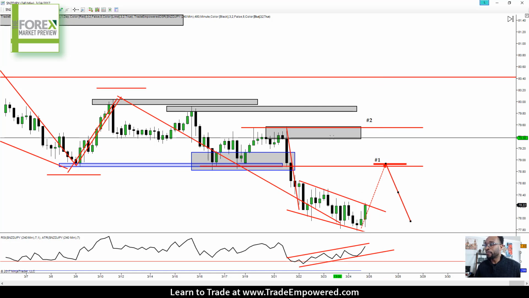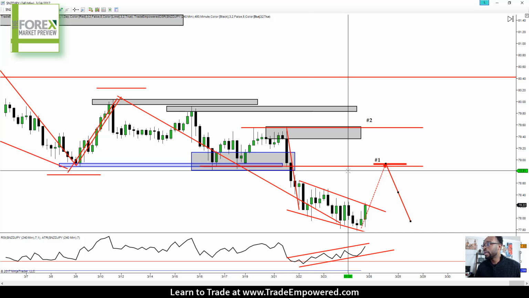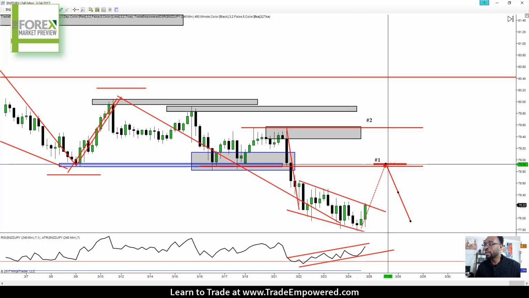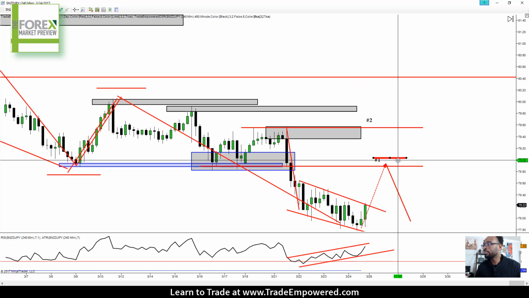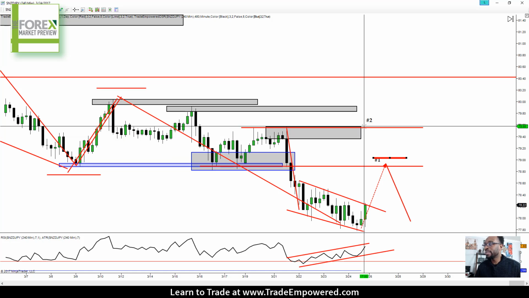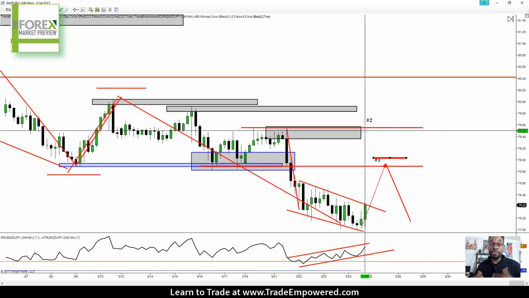So this is going to be the first level to look for, this first blue DSR indicator for a potential short opportunity. This is going to be from about the 78.80s level all the way up to about, let's call it 79 even, a nice psychological number up there at 79 even. Second level is going to be a little bit higher at about 79.35s all the way to about 79.60. So two levels that we can look for shorting opportunities on the New Zealand yen here, both DSR minor levels.